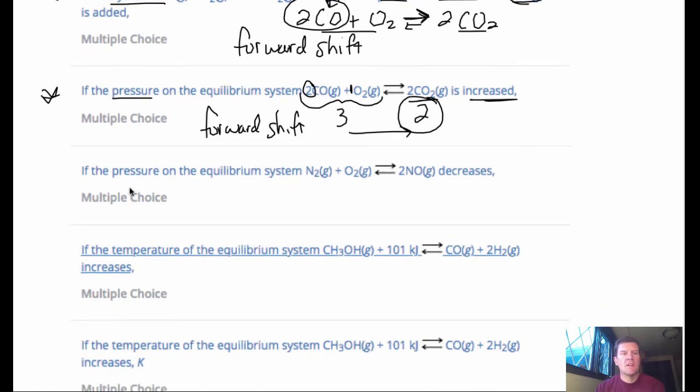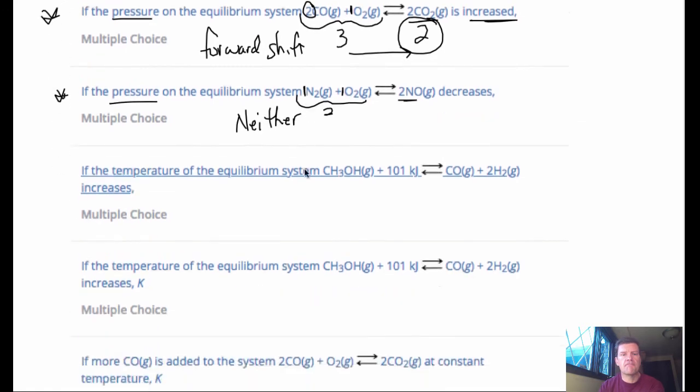Okay? Here, what if the pressure decreases? Well, decreases means they can expand. Now you can have more particles. Go ahead, go to the side that has more particles. What side is that? Well, let's look. 1 here, 1 there for a total of 2. And here we have a total of 2. So you know what? There's no advantage to either side. So decreasing or even increasing the pressure is not going to shift this one direction or the other. So you're going to have neither.